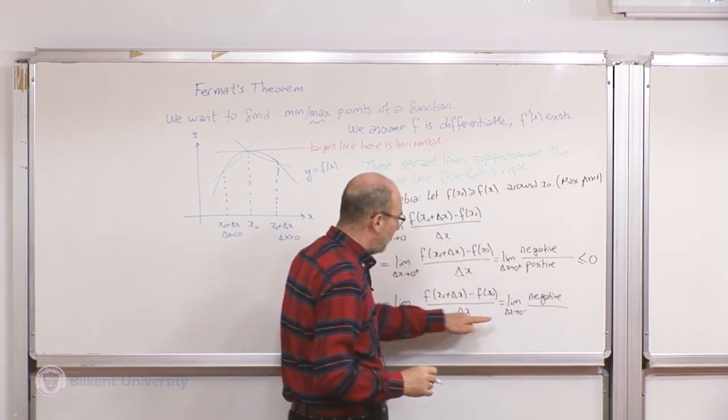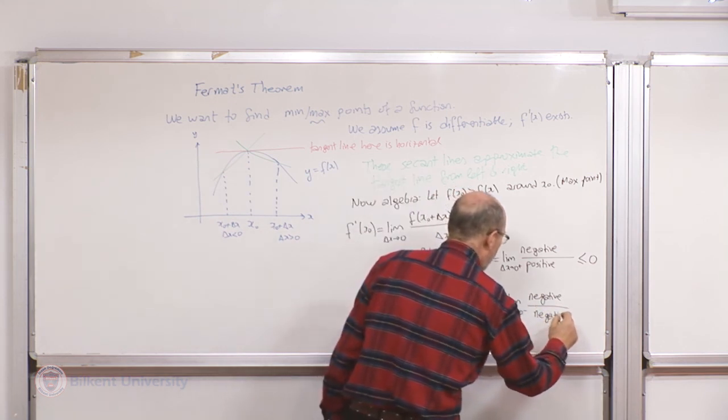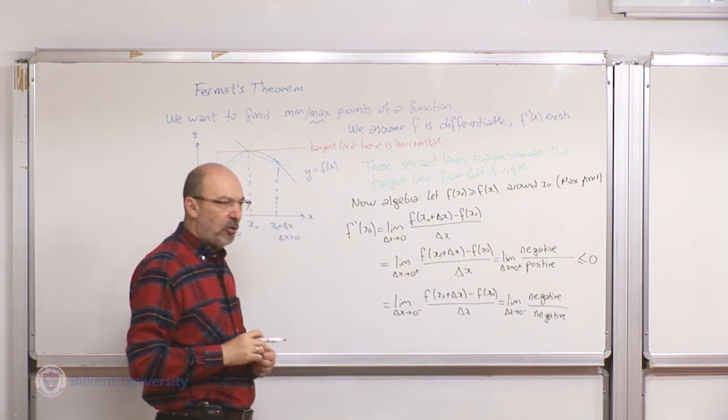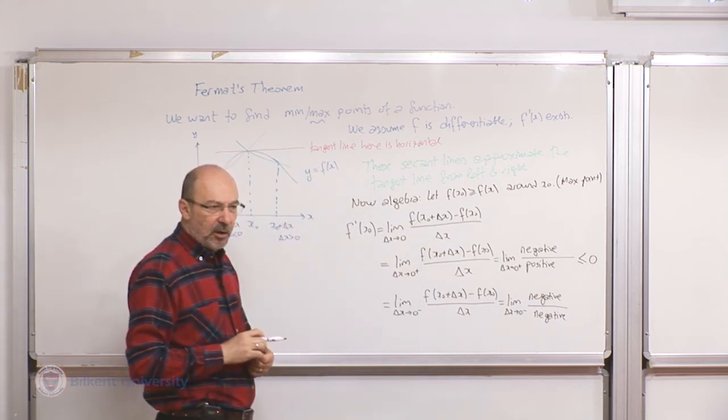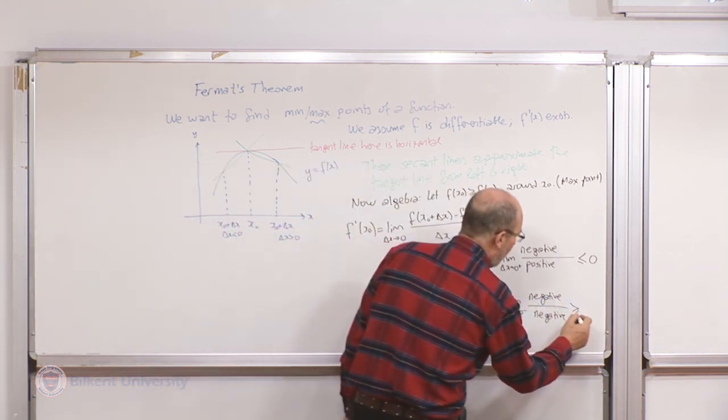Divided by delta x. This time delta x is negative, so the whole thing is positive. And you are taking the limit of something positive. It cannot be negative, so it is larger than or equal to 0.